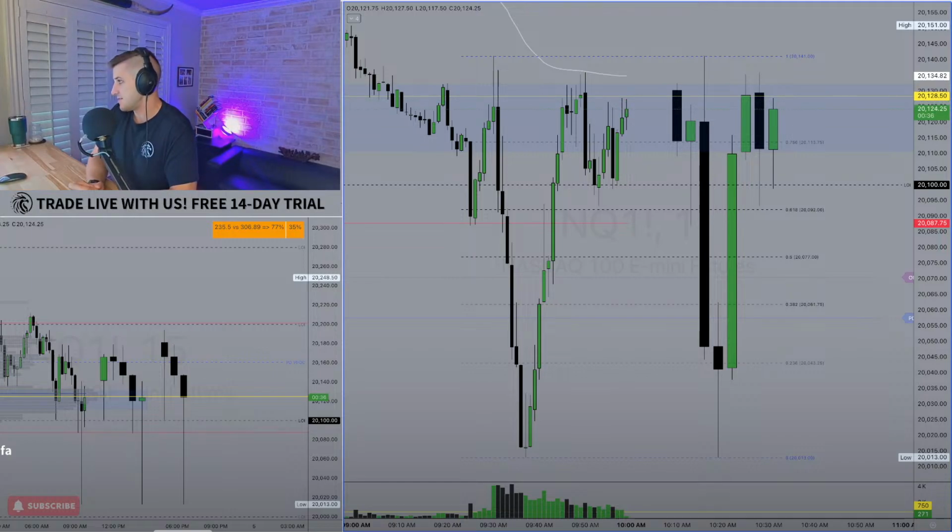Looks like ES gave a perfect undercut of the overnight low. Recovered nicely. It's always good to see. Russell, nice undercut of the prior day low. Quick recovery there. So we got some early market-wide strength here.